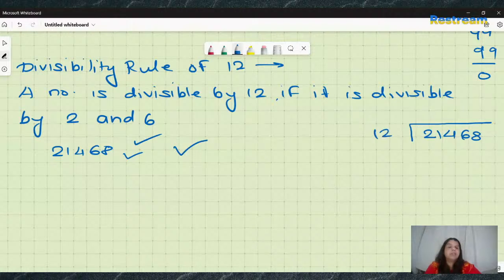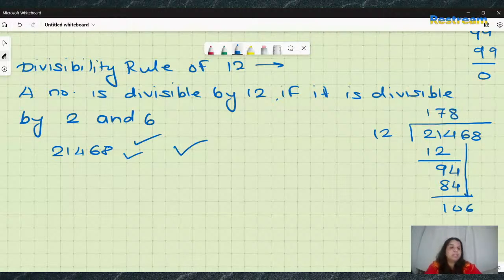So I will say 12 times 1, 12, times 7, 84, 10, 6 comes down, times 8, 96, 10, 8 comes down, times 9, 108. So it is divisible by 12.